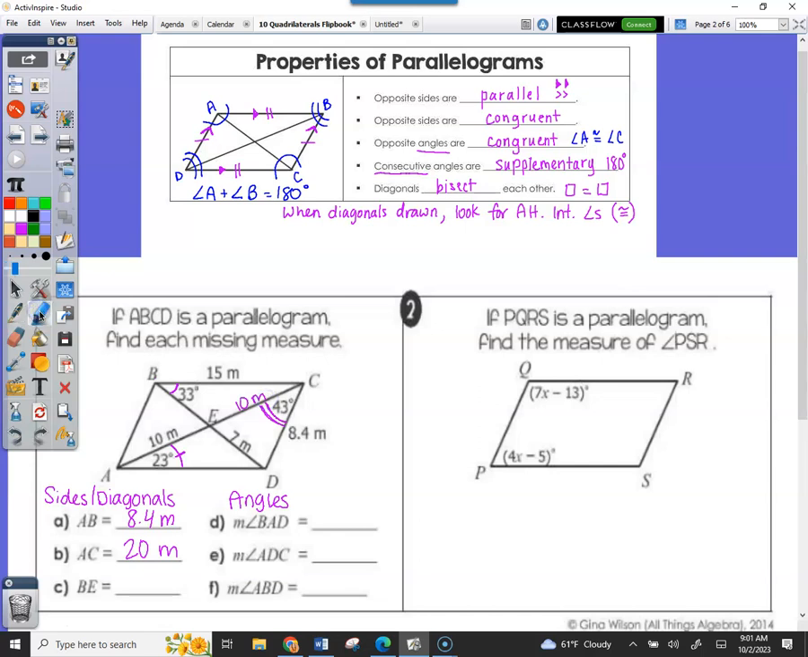Now it says to find BE. Okay, ask yourself, am I talking about a side or a diagonal? It is a diagonal. So BE would be what? 7. Because the other side of it is 7. So this would be 7.